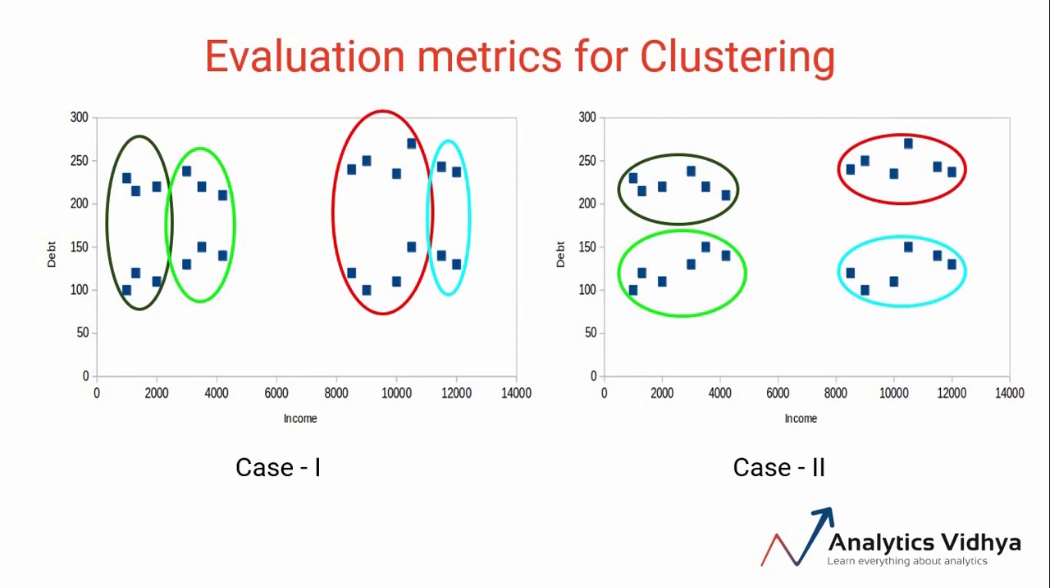Remember these two cases we saw in the previous video. Case 2 makes more sense, and hence the clusters in case 2 are better and more meaningful as compared to the clusters that were made in case 1. Here we used only 2 features, so it was easy for us to visualize and decide which of these clusters is better. Unfortunately, that's not how things work in the real world.